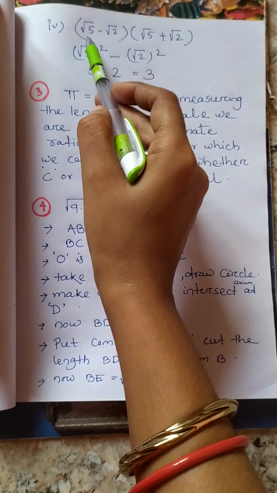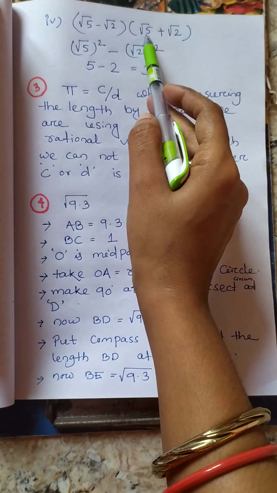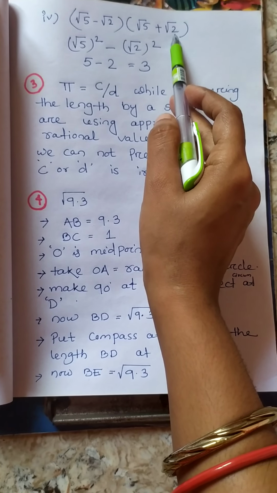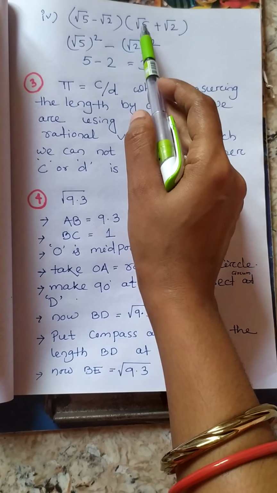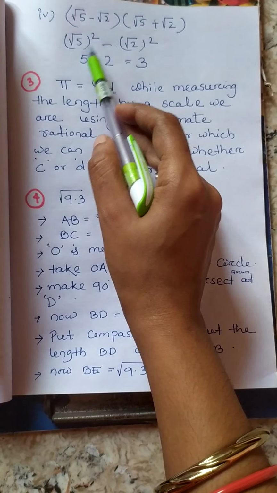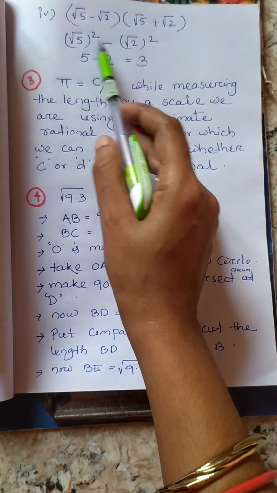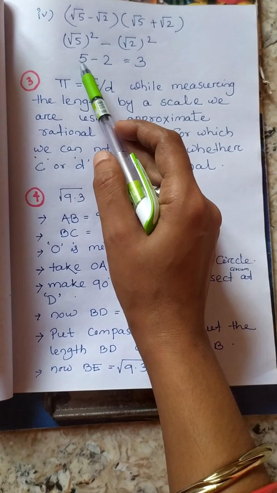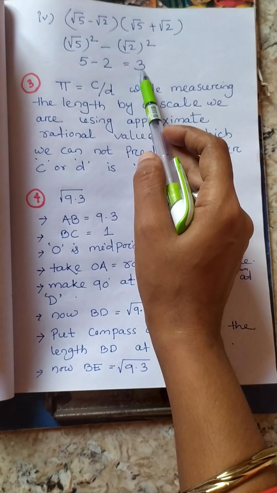Fourth, (root 5 minus root 2) whole into (root 5 plus root 2). Again the identity, (a minus b) whole into (a plus b), gives a square minus b square. So square of root 5 minus square of root 2. It is 5 minus 2, which is equal to 3.